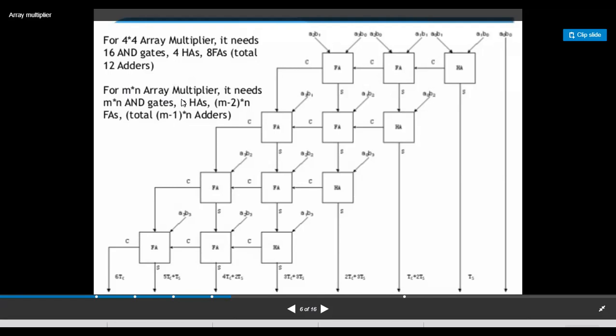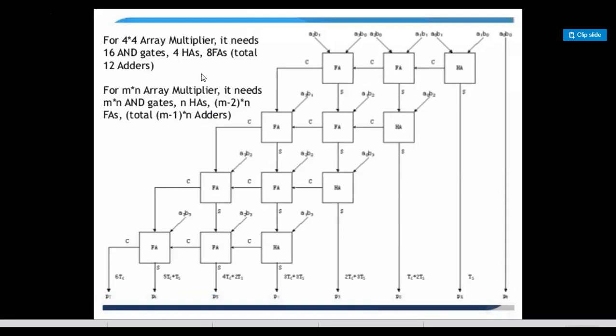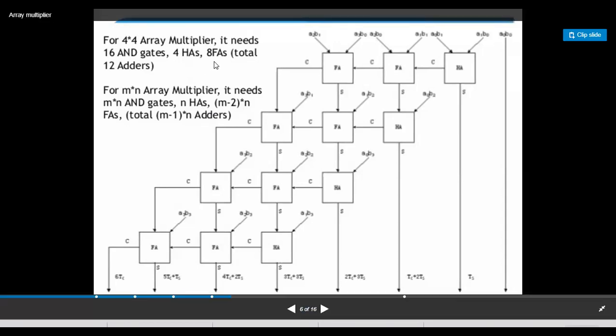In that, n half adders and n minus 2 into n full adders. Say n is 4: 4 minus 2 is 2, 2 into 4 is 8. 8 full adders are required. Total adders is m minus 1 into n. M is 4, 4 minus 1 is 3, 3 into 4 is 12. 12 adders are required.